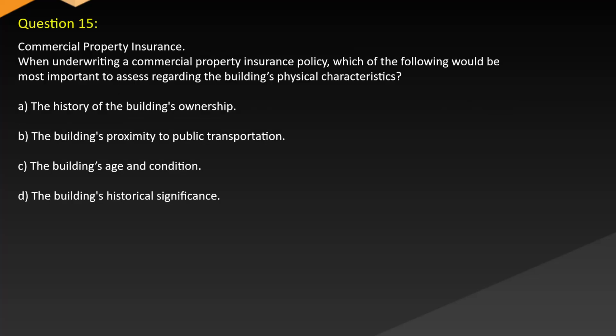Question 15. Commercial property insurance. When underwriting a commercial property insurance policy, which of the following would be most important to assess regarding the building's physical characteristics? A. The history of the building's ownership. B. The building's proximity to public transportation. C. The building's age and condition. D. The building's historical significance.